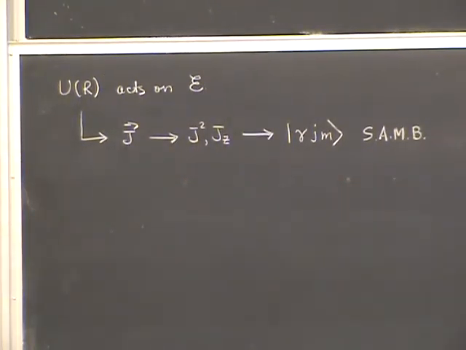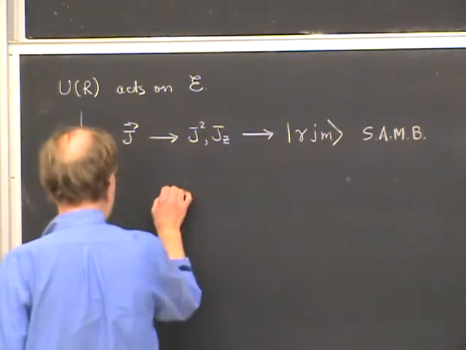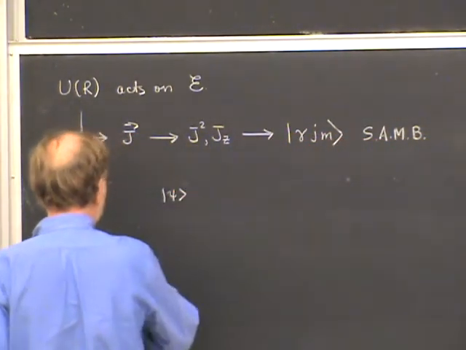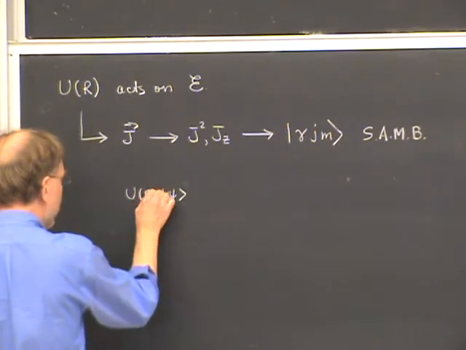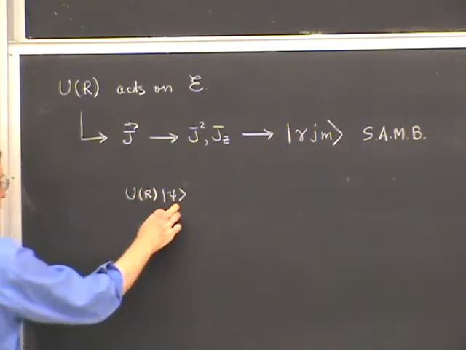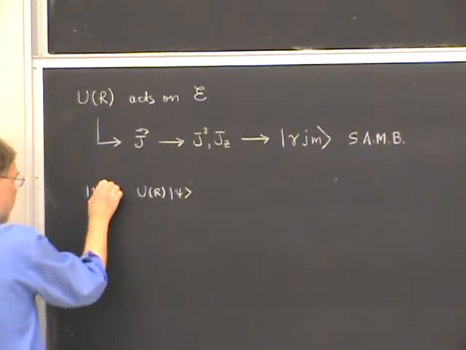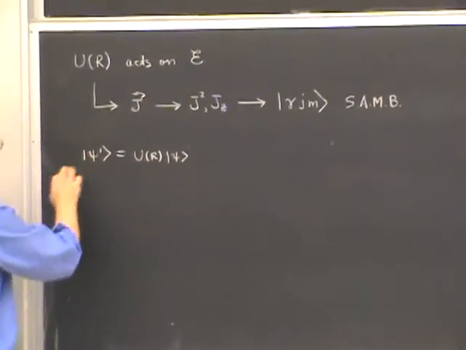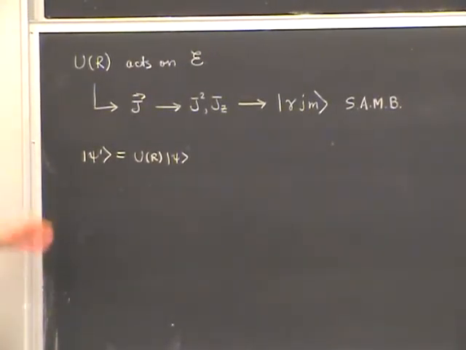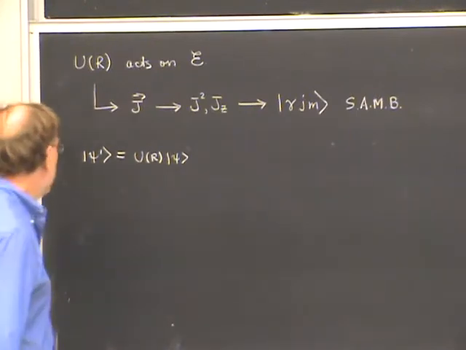Now, let psi be some ket, and let a rotation operator act on it. We can call this the old or the unrotated state. And let's call the new state the rotated state, psi prime. This is how the rotation operators act on ket vectors.